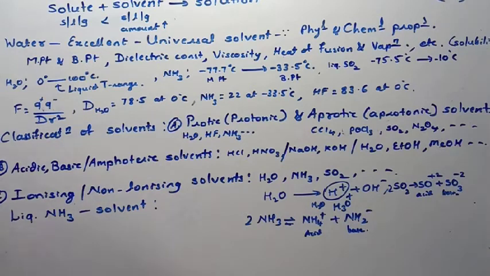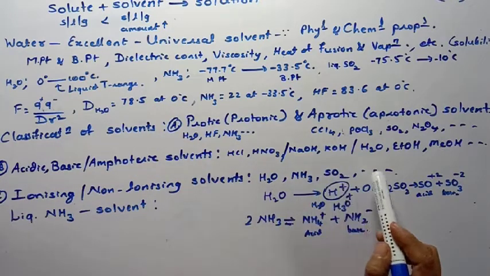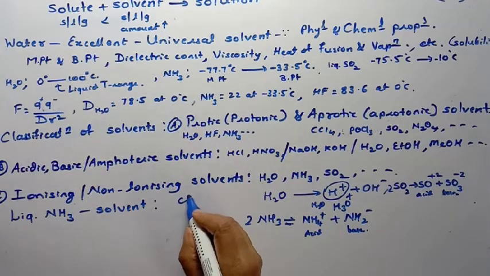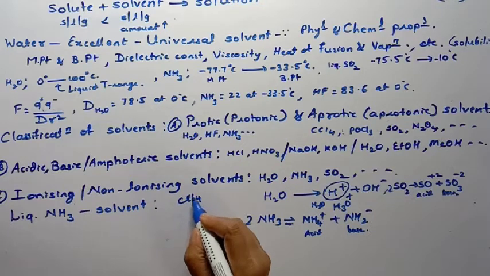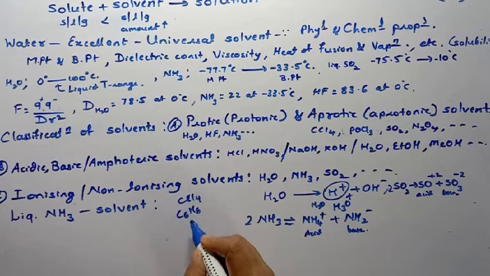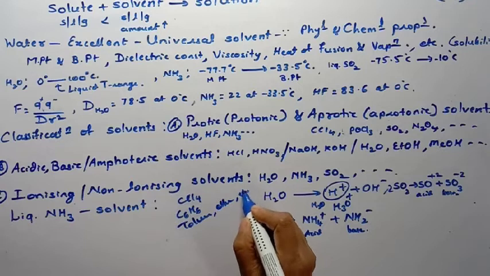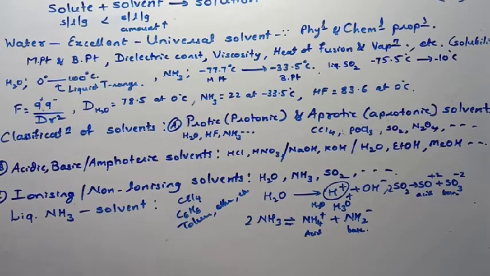Now, ionizing and non-ionizing solvents. Ionizing solvents are H2O, NH3, SO2, etc. Non-ionizing solvents, we can give the same examples: carbon tetrachloride, benzene C6H6, toluene, ether, etc., which do not undergo ionization and are said to be non-ionizing solvents. With this we'll move on to the next one, liquid ammonia as a solvent. We'll discuss it in the next class. Thank you.